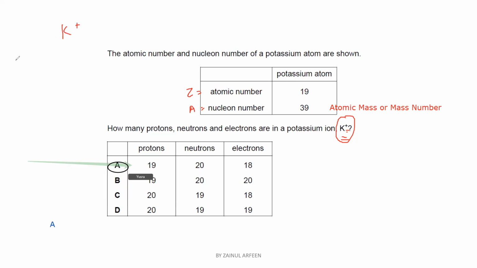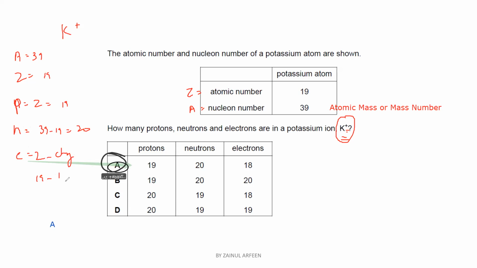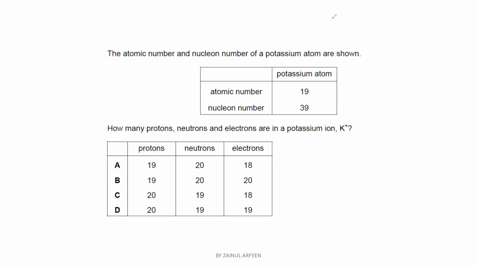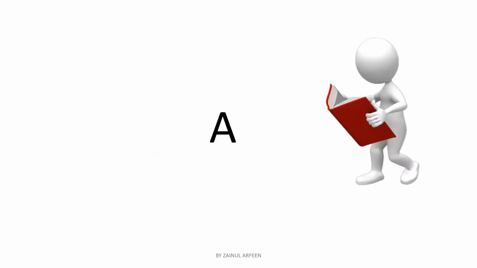potassium ion. A is equal to 39, Z is equal to 19. Number of protons is equal to Z, so 19. Number of neutrons is A minus Z, 39 minus 19, that's equal to 20. Number of electrons is Z minus the charge, so Z is 19 minus the charge, which is 1, so 19 minus 1, 18. And it is obvious that number of electrons should be less than protons, because it's a positive charge. So the correct answer for this one is A.